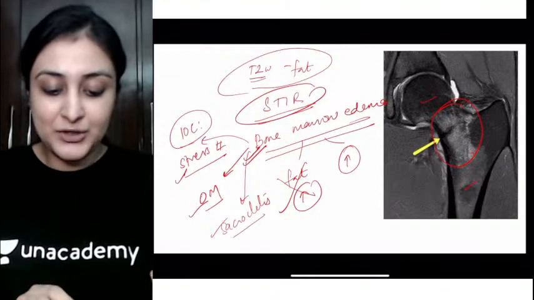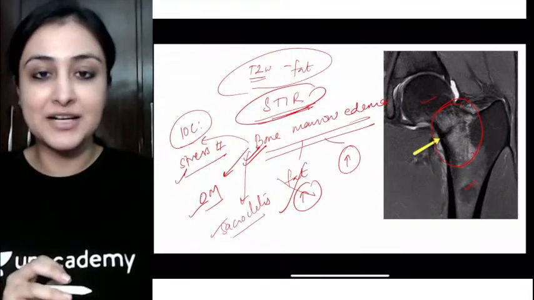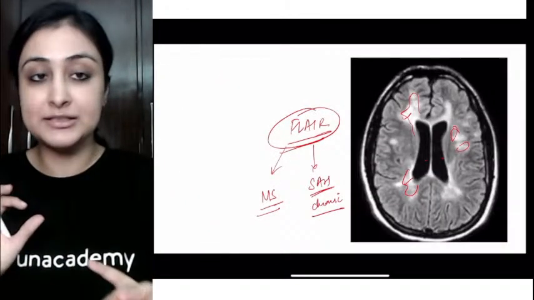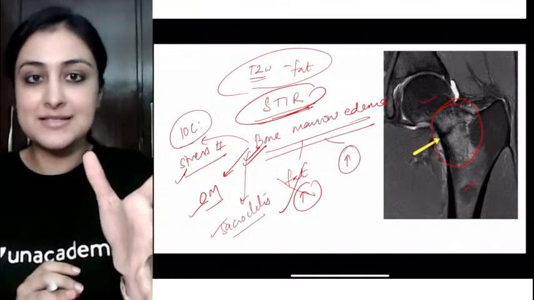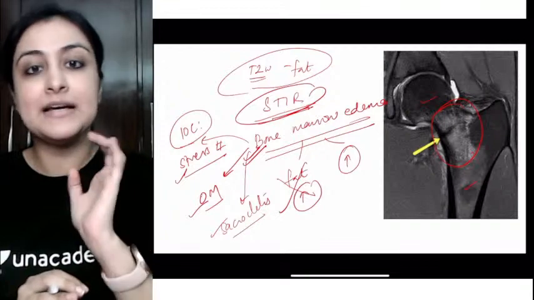Okay, so this is about the STIR sequence. Yes, everybody has understood this. So this is about the four sequences that we have learned: T1, T2, T2 minus CSF, FLAIR, T2 minus fat, STIR.